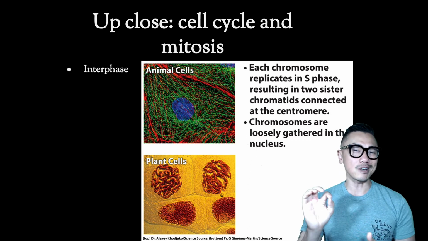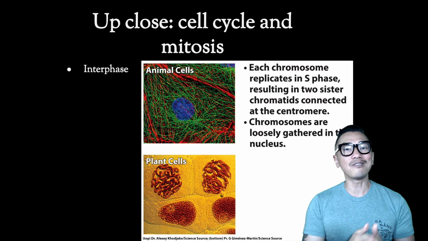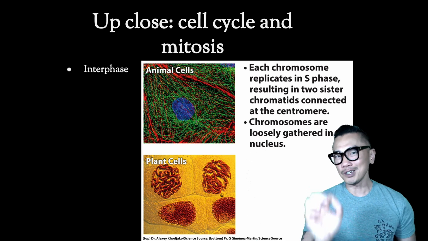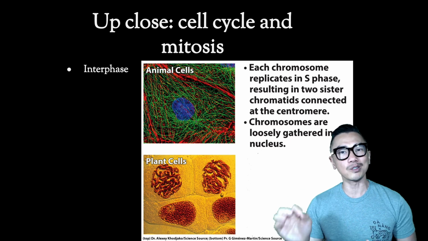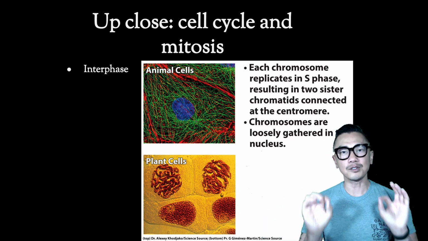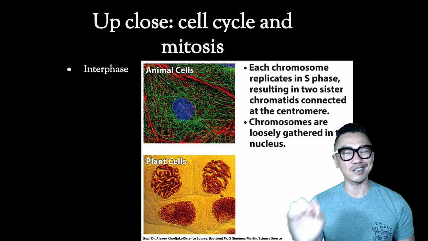Before mitosis and the M phase begin, we have interphase. During interphase, chromosomes will copy themselves to form sister chromatids. The sister chromatids are found in the nucleus.